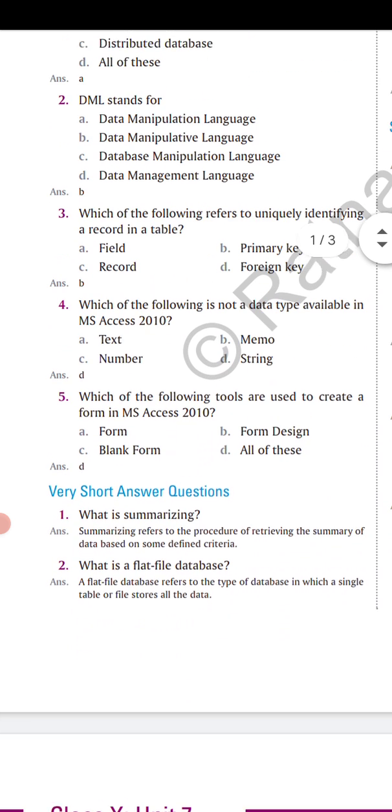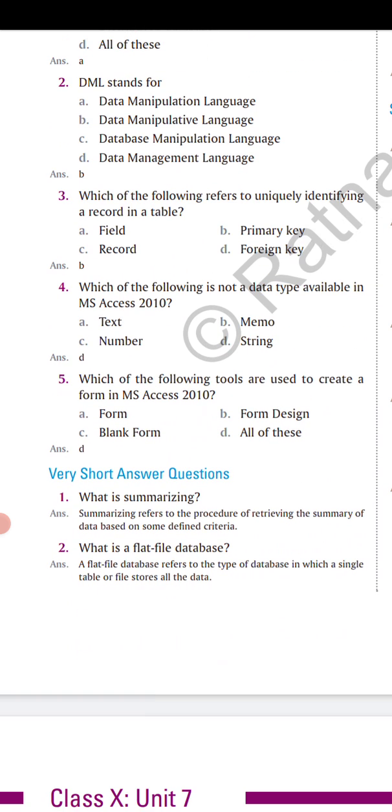And next is question number 3, which of the following refers to uniquely identifying a record in a table? Dear students, you know very well, suppose you want to identify the data, identify the record in a table uniquely, you should select the B option, that is primary key.